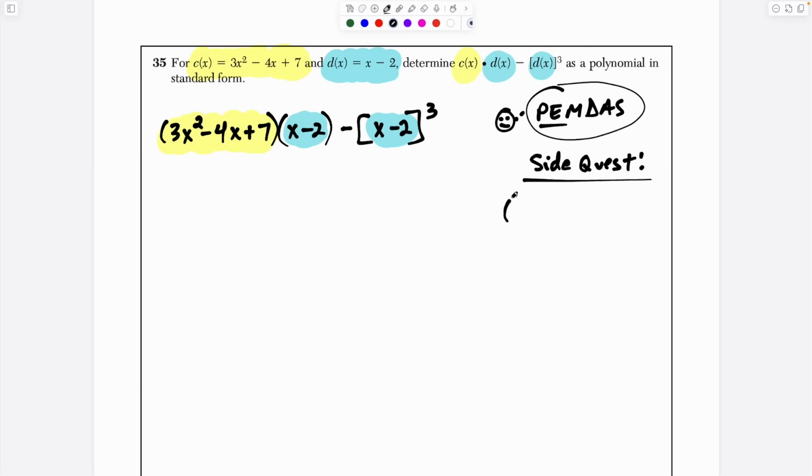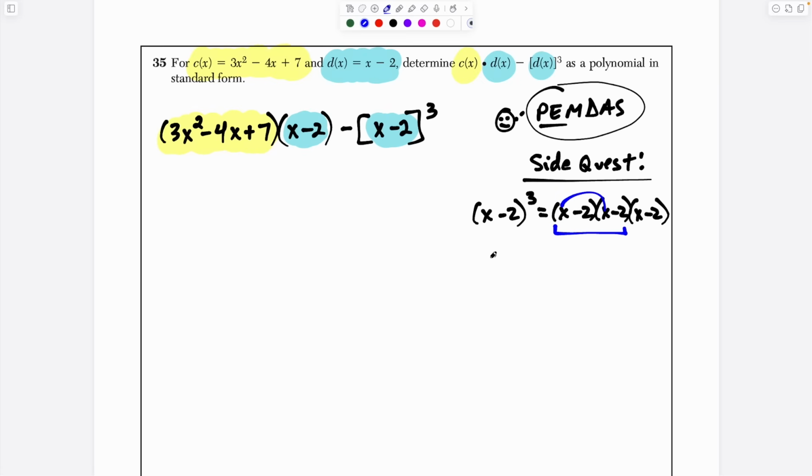So we'll just write this out. We have x minus 2 to the third power. This is equal to x minus 2 times x minus 2 times x minus 2. And now I'll just expand this out here. So here, first I'm going to just multiply these two together.